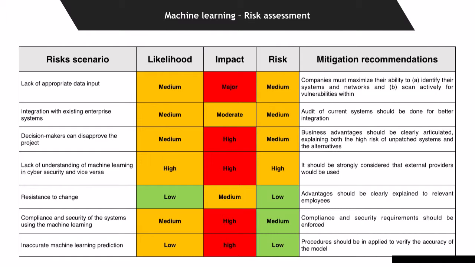Equally, our second risk scenario that we would draw your attention to is that of decision makers disapproving the project. We rate this yet again a high impact zone. Business advantages should be clearly articulated, explaining both the high risks of unpatched systems and the alternatives, as we've done so far. Finally, we'd also like to draw your attention to the possible risk of a lack of understanding of machine learning in cybersecurity. Yet again, we label the likelihood of this high and the impact high as well. It should be strongly considered that external providers would be used for this reason.